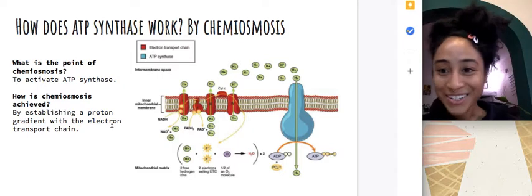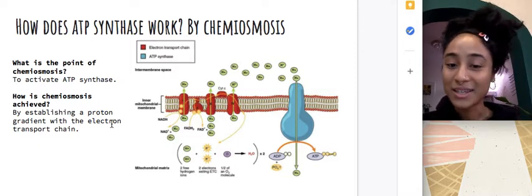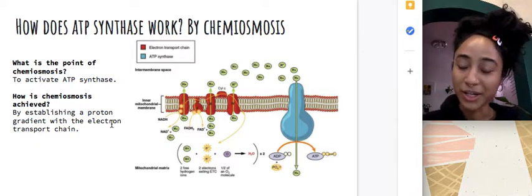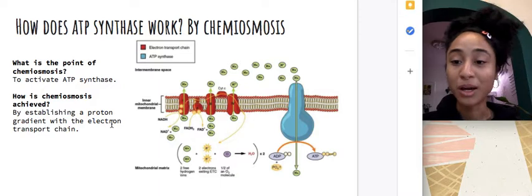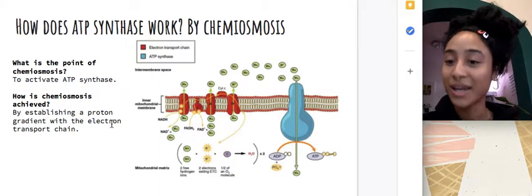So the next question is, how does the electron transport chain work? How does it pump these protons across the gradient? Because we know that protein pumps require energy. So where are they getting this energy from?